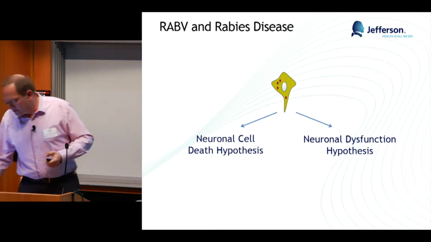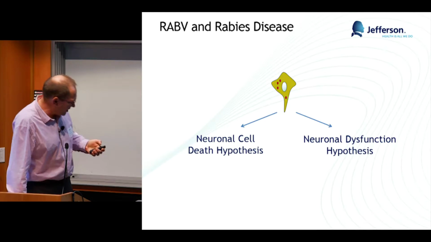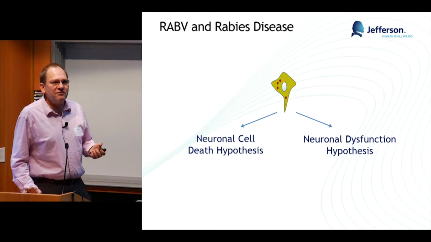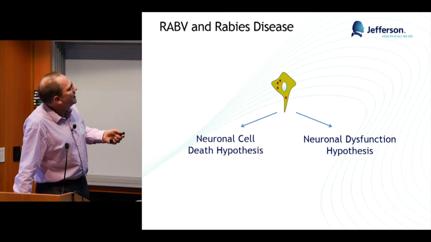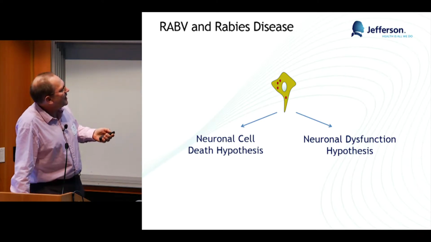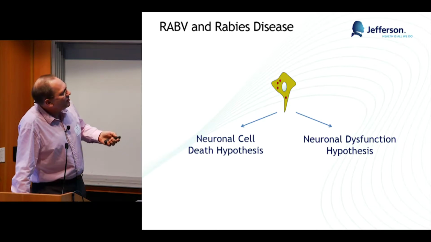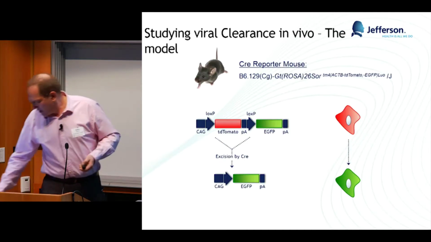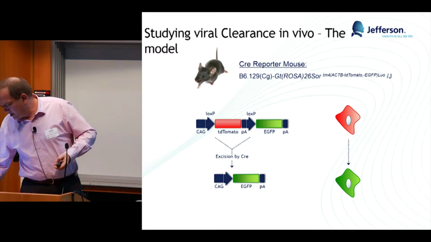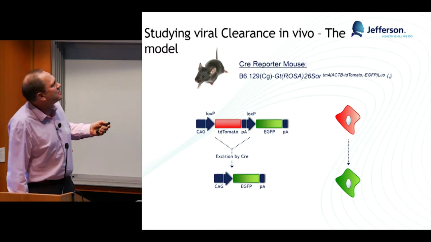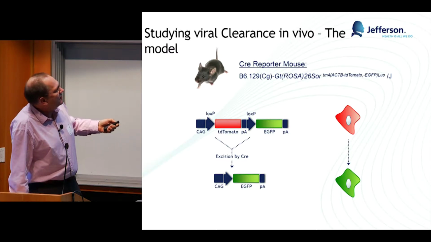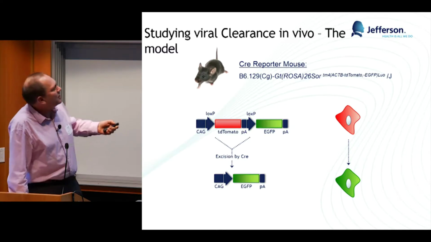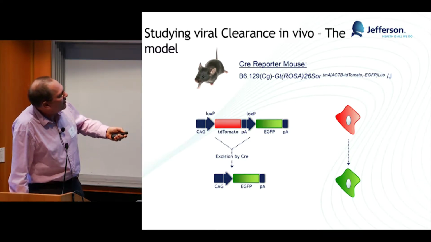And what little bit of research on that, how does that happen? How does the virus get cleared from the brain, or how does it affect the neurons? There was one theory, a neural cell death hypothesis or neural dysfunction. To analyze that, we used the Cre reporter mouse system, which has this gene, so every cell is red. And if you cut that out by expression of the Cre recombinase, they turn from red to green.